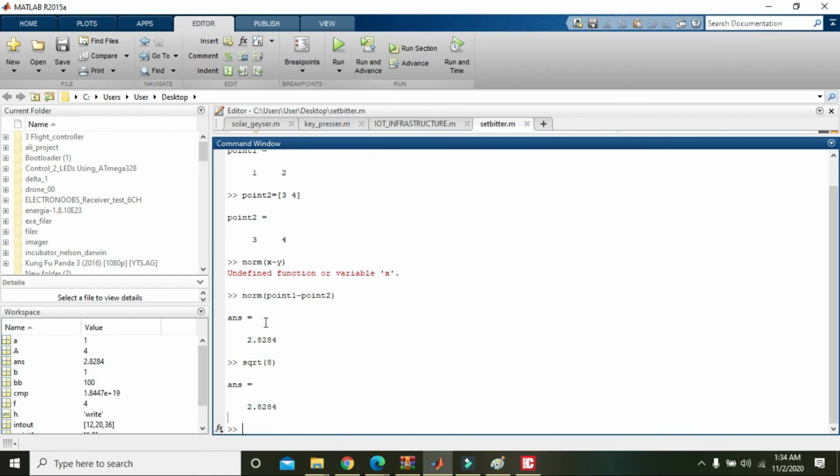So in this way you can find the distance, or Euclidean distance, between 2 points by using this function or built-in command norm.